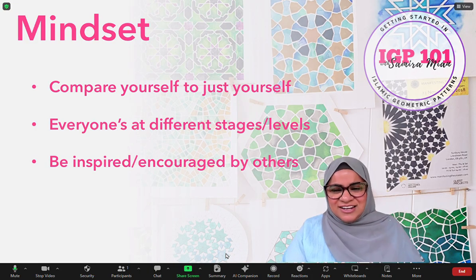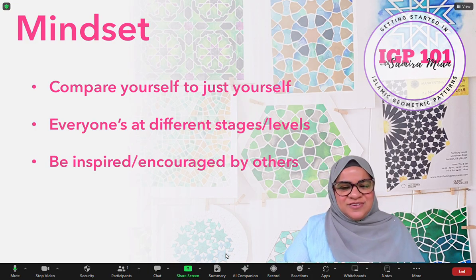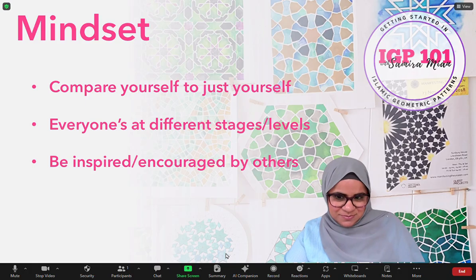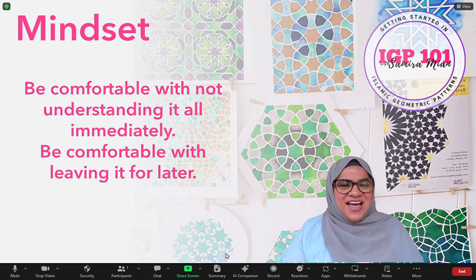And I think these are mindsets for life, really, aren't they? So, nothing new here, just we're applying it in the world of Islamic geometric patterns. IGP 101.